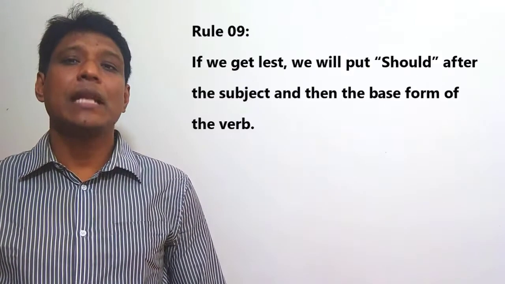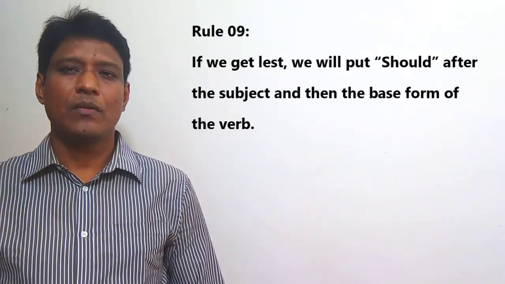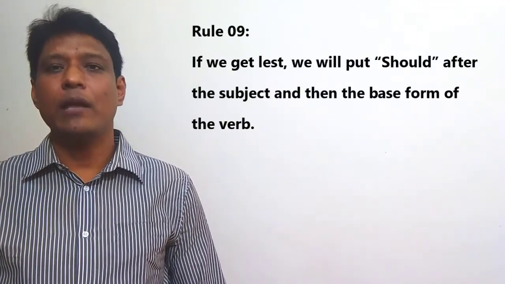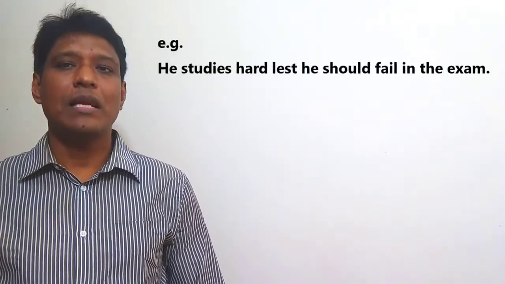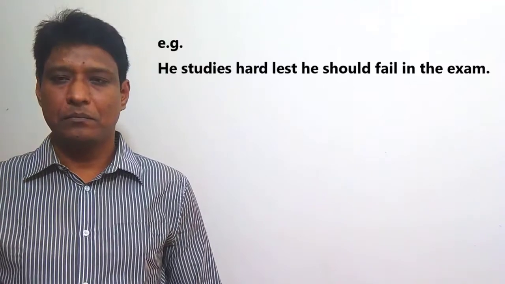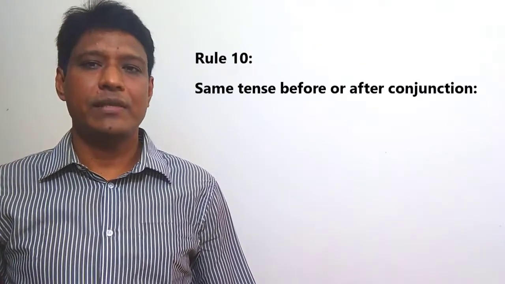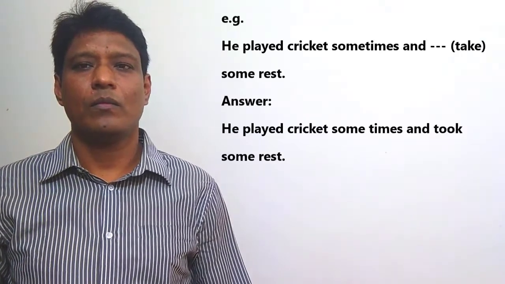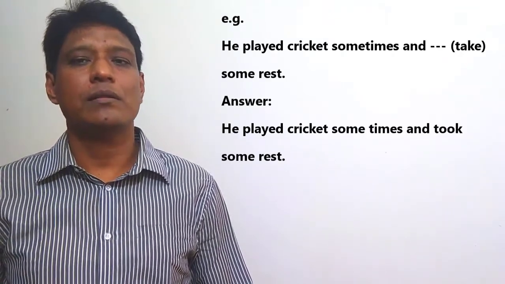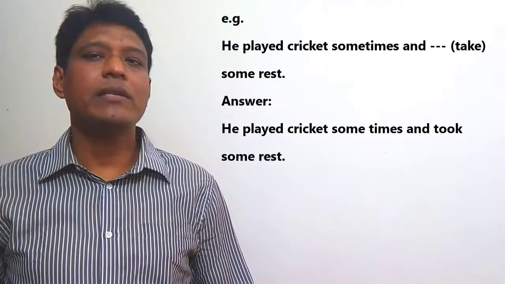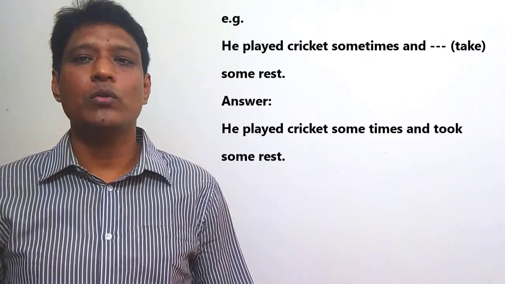Rule number 9. If we get lest as a conjunction, we will put should after the subject and then the base form of the verb. For example, he studies hard lest he should fail in the exam. Rule number 10. Sentences before or after a conjunction. For example, he played cricket sometimes and (take) in the brackets some rest. The correct answer is he played cricket sometimes and took some rest.